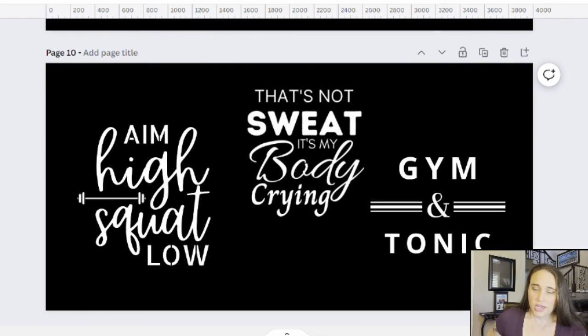Okay. Here's just some examples of some different funny meme gym type working out style designs. So here, these are done with text, and I did all of these on Canva as well, just using different texts and finding creative ways to kind of put the text together. You might have seen some of these style designs before. First one says aim high, squat low. The other one is that's not sweat, it's my body crying, and then gym and tonic.